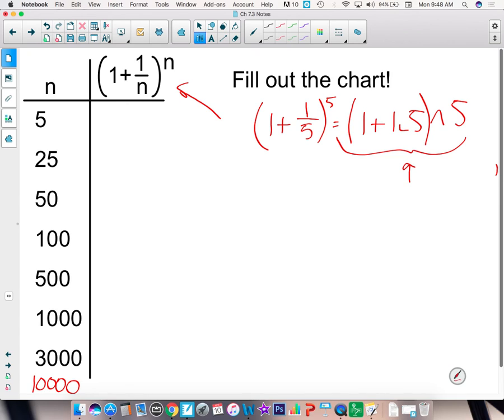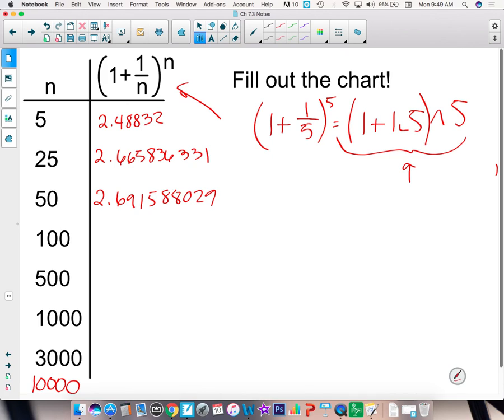Plugging those in, you should get values that look close to e when we get down there. The first one, you get 2.48832. Second one, you should get 2.6658363331. Third one, we're using 50 now: 2.691588029. Then we're going to use 100.